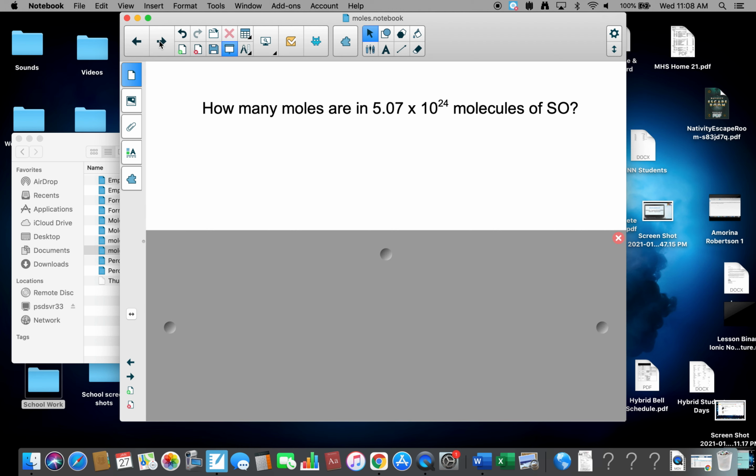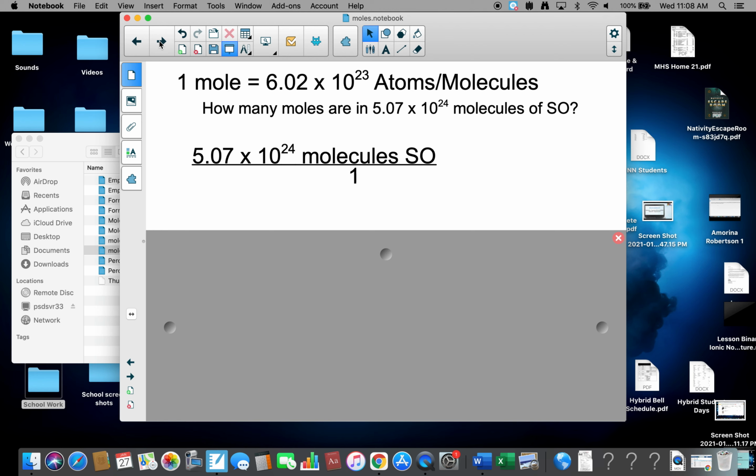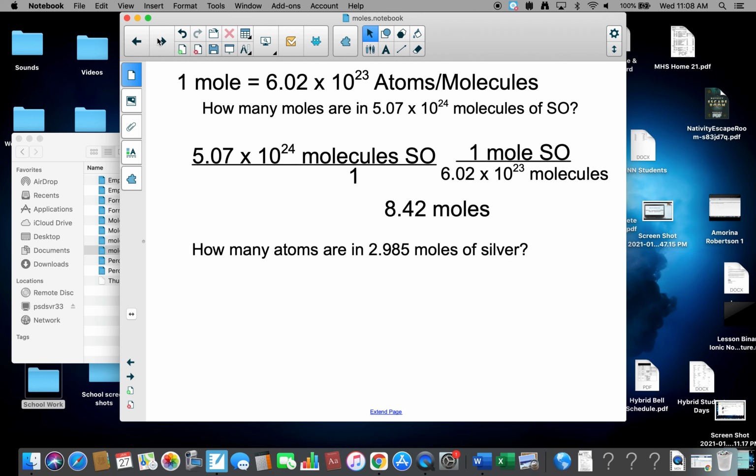All right, so let's look at a problem. How many moles are 5.07 times 10 to the 24th molecules of sulfur monoxide, SO? Put our given over 1. Now, using our equality from Avogadro's number, 1 mole is equal to 6.02 times 10 to the 23rd molecules, because we're looking at a compound here, it's molecules. Put that over 1 and 1 mole on top. My molecules will cross out, and I'll have moles. Multiply through, the answer is 8.42 moles. All right? We'll do this one in class.